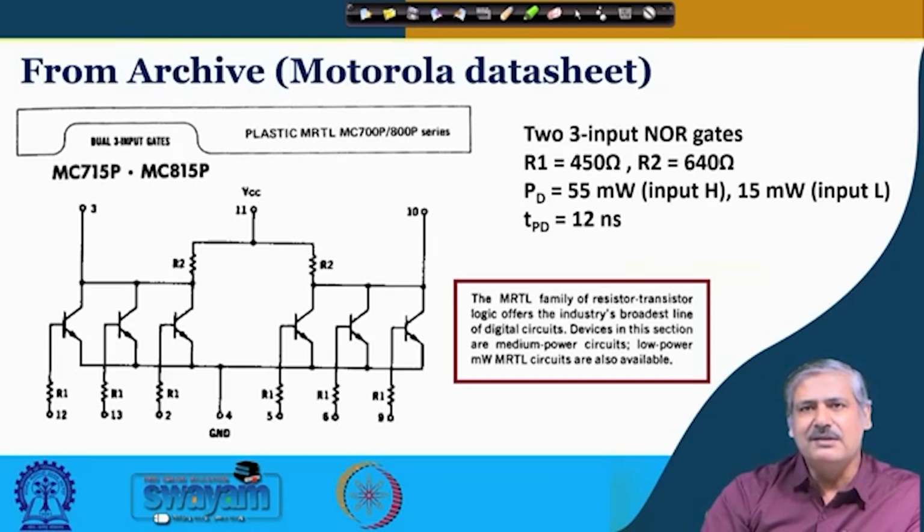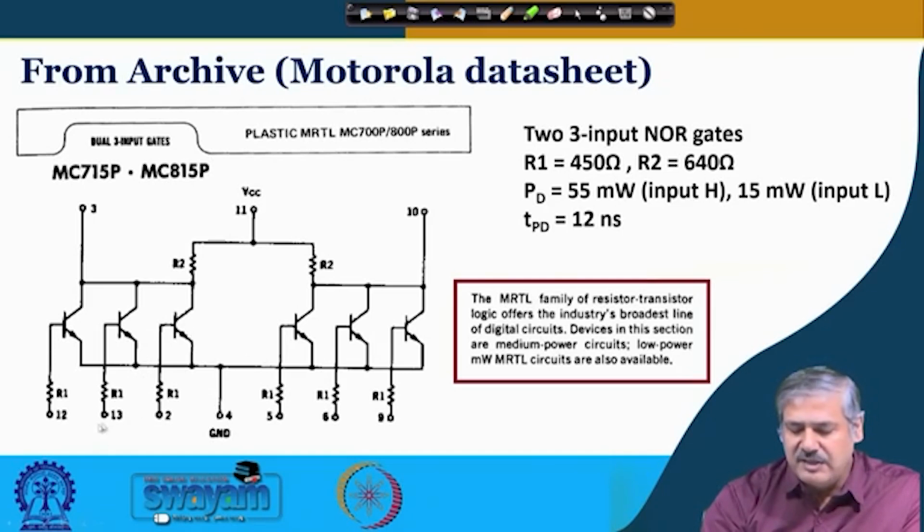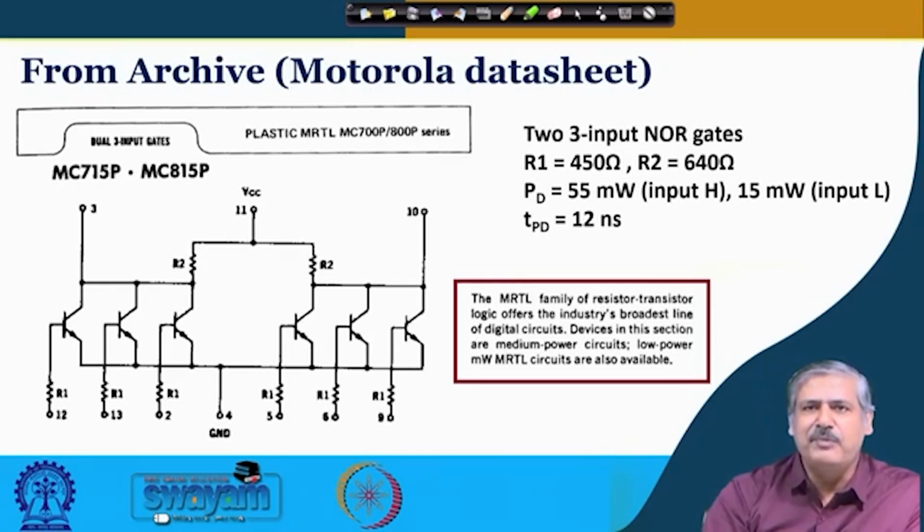What you see over here is an RTL, it is called resistor transistor logic because of the presence of resistance and transistor. This IC was available at that time, and these are the different pins that you can see, these pin numbers, and this was a dual 3-input NOR gate. Within the IC there were 2 such NOR gates, and each one of them was having 3 inputs.